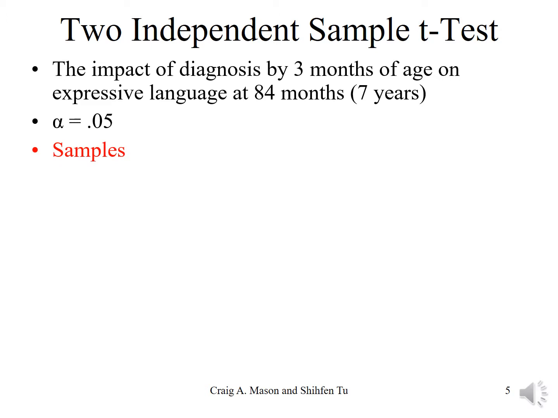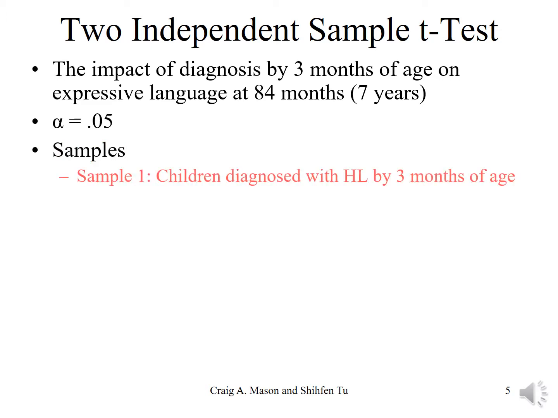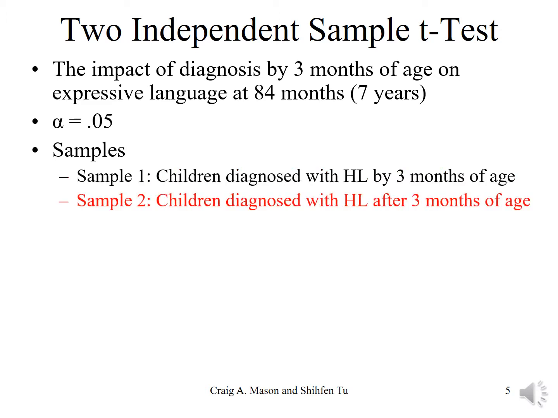Now, given we have two samples, it's important to keep track of which one is which. For this study, sample 1 will be the children diagnosed with hearing loss by 3 months of age, and sample 2 will be children with hearing loss who were diagnosed later than 3 months of age.